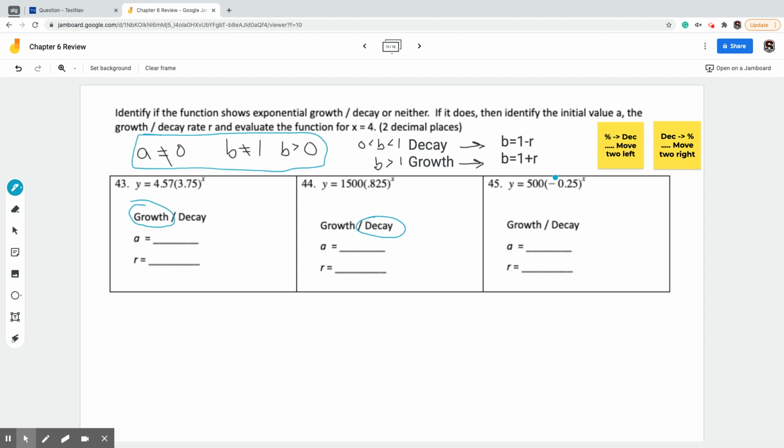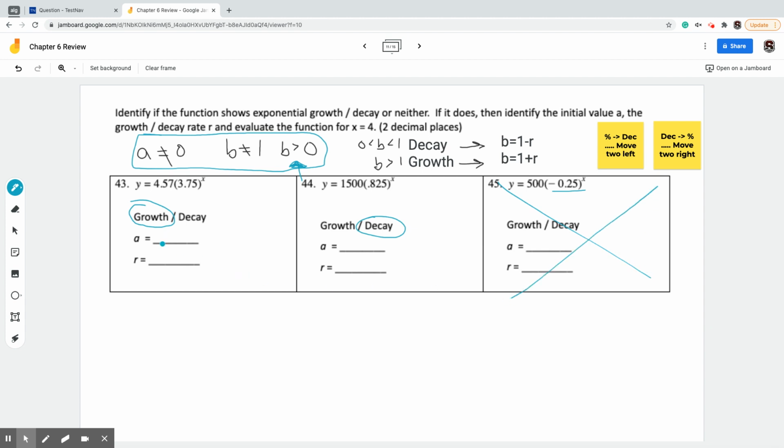In this case, check. Oops, that is not a check. It does not hold true for this one. B must be larger than 0. Another way of saying that is B must be positive, and it can't be 0, and it can't be 1. So we're going to say not growth or decay.